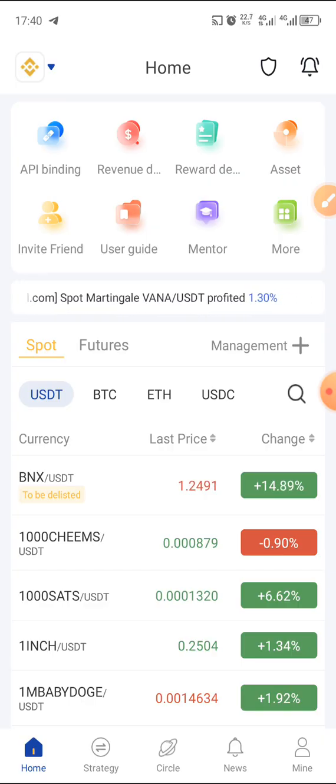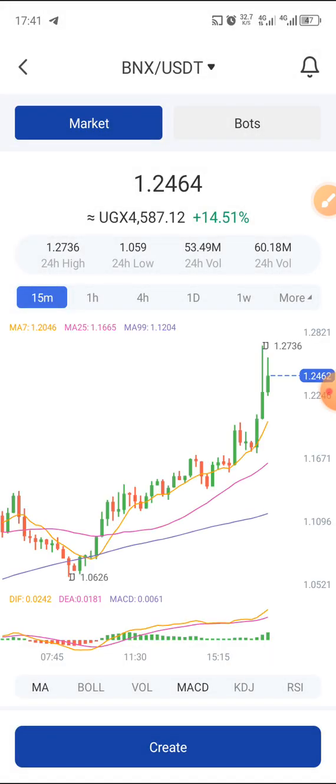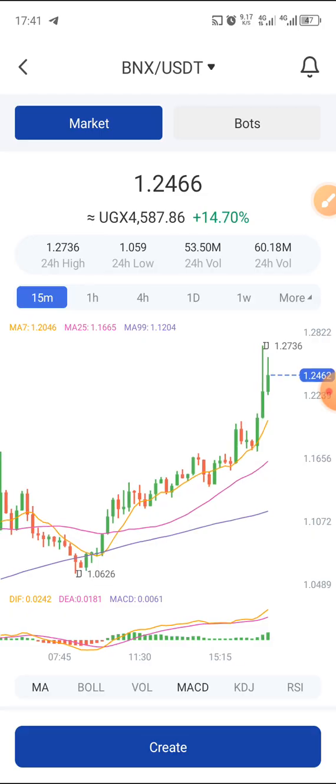So what do you base on while using the RSI in a cycle mode? Remember, while using these indicators, you have to focus more on the 15 minutes time frame. Like for instance, let's open any other coin. I don't say that you trade BNX because it is going to be delisted.